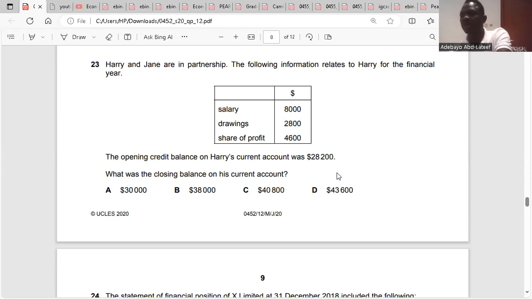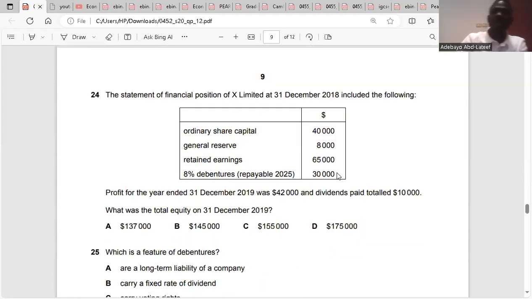Now this one, I don't know how to do it. 24. Try to watch. I did the statement of changes in equity in one of my videos for the A levels. For equity, what are those items in your equity? Your share capital, your general reserve, your retained earnings. These are a part of your equity.